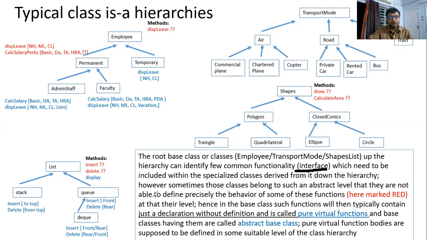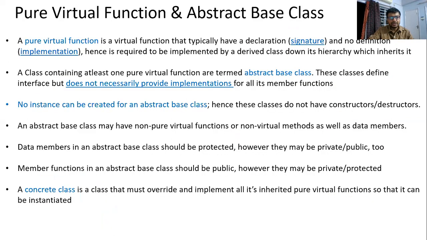But now, in the next slide we'll just highlight these points that we just mentioned, and we'll take some examples or implementation of it. So a pure virtual function is a virtual function that typically has a declaration or signature and no implementation. Hence, it is required to be implemented by the derived class down its hierarchy, which inherits it.